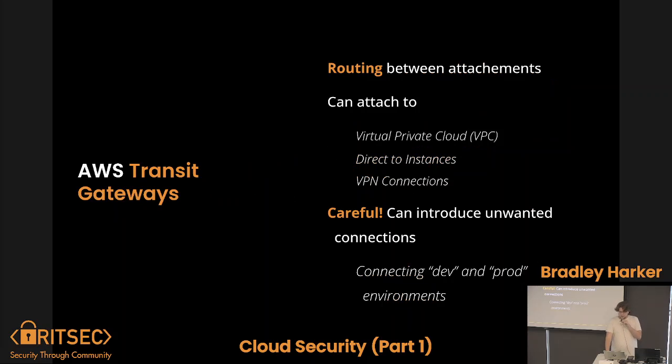So transit gateways are essentially routers between these VPCs. That was the router that you saw in the previous diagram. They can attach to VPCs. You can connect instances directly to them. You can also have VPN connections that go in via a router. But you have to be very careful about these because you can accidentally connect two things that you really don't want connected. For example, connecting your development and your production environments. If your development environment has a vulnerability, you do not want someone to be able to pivot into your production environment via transit gateway. So you have to be very thoughtful about what networks you're connecting with a transit gateway.